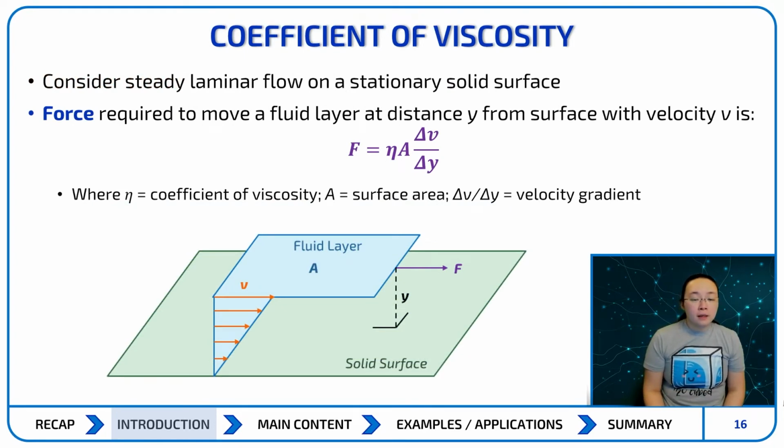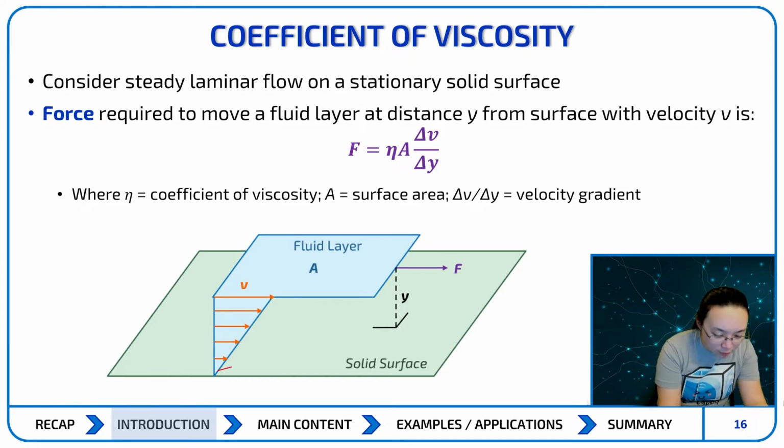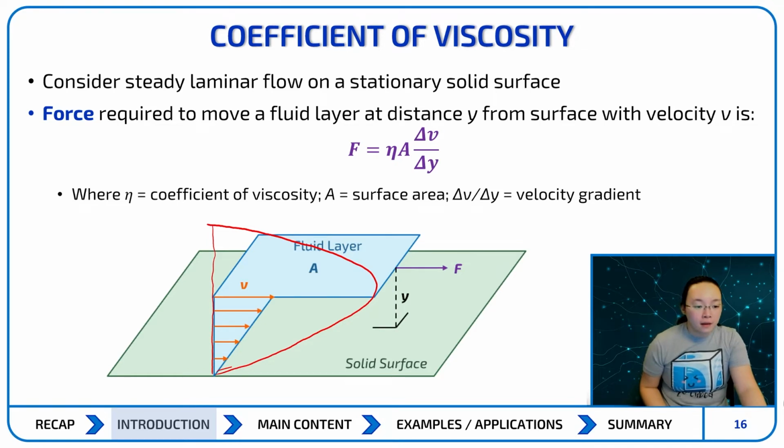Now we take a look at how we can define viscosity and be able to determine whether something is viscous or not. And we have to look at something called the coefficient of viscosity. So if we consider steady laminar flow on a stationary solid surface like this, I have my solid surface in green, and I have my velocity profile. So there's my velocity profile.